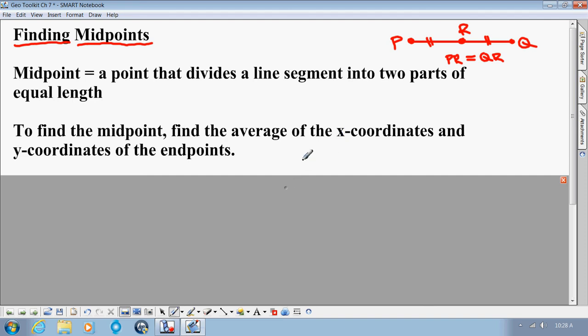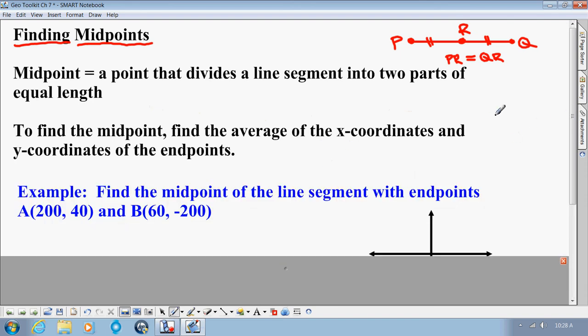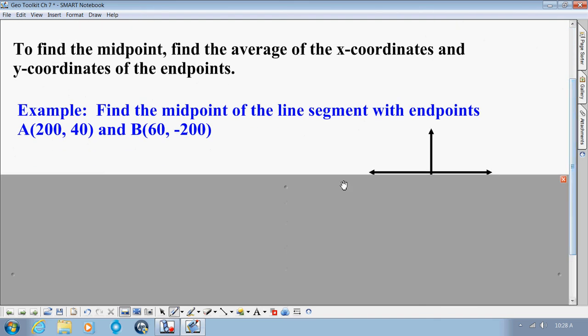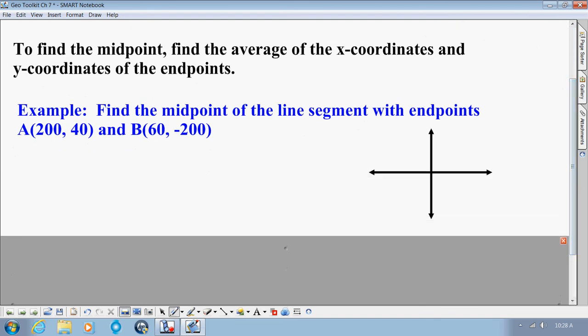Now if we're talking about 2 points and we actually graph them on a Cartesian axis, to find the midpoint, what we'd want to do is find the average of the x coordinates and the y coordinates of the endpoints. So I have a little example here for that. If you could, just draw a little sketch of this. We have an xy axis right here. Here's our x, here's our y. And we're going to be plotting these 2 points. We're going to find the midpoint of the line segment with endpoints A and B.